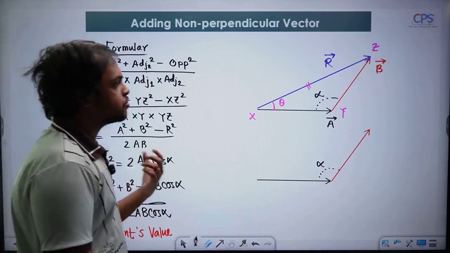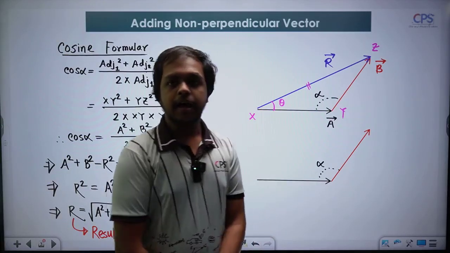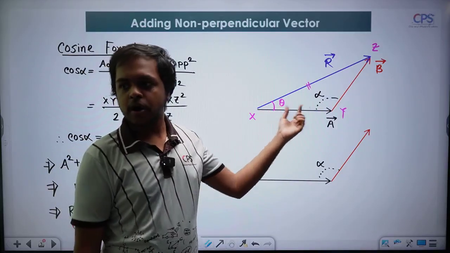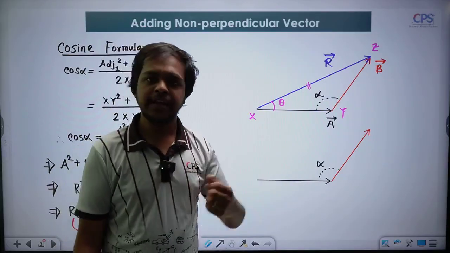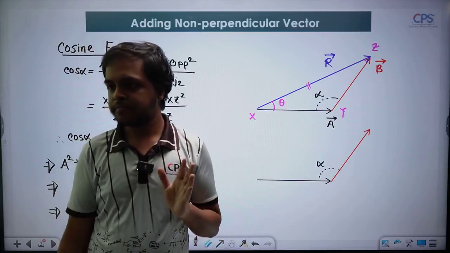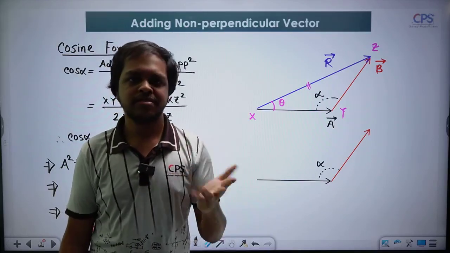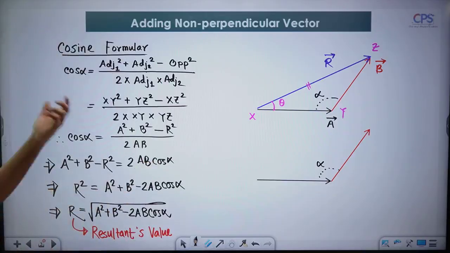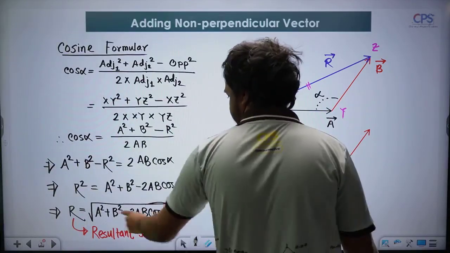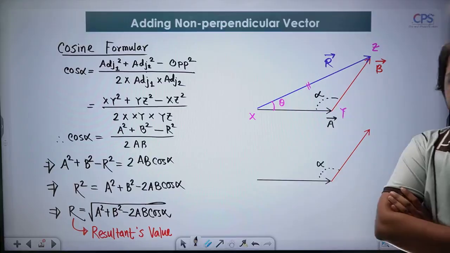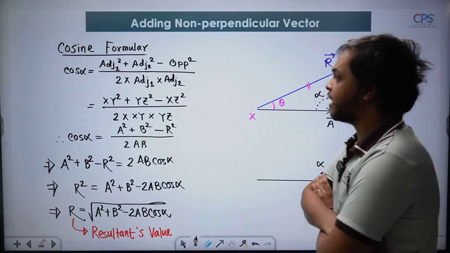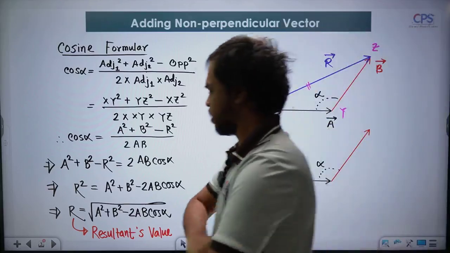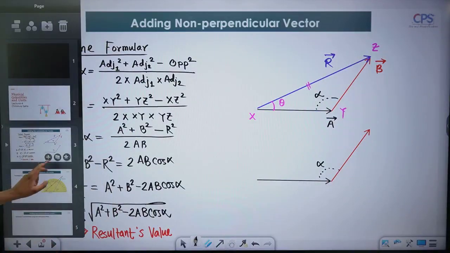Now we also need to carry out the angle of r. So how do we get it? We get it by using the sine formula, okay? So remember, to get the resultant's value, we need to carry out the cosine formula, and for getting the angle, we need to carry out the sine formula. So right now let's use the sine formula.